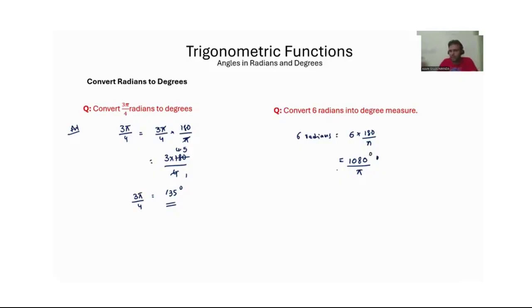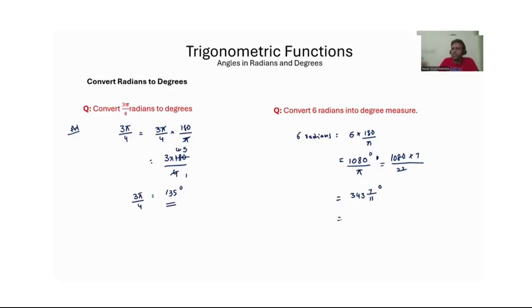You can leave it like that, or if you want to convert, what you can do is 1080 by 22 by 7, right? By 7 I can multiply here. If you start doing this, it will come as a mixed fraction, 343 and 7 by 11. You divide that and that is what you will get, in degrees.